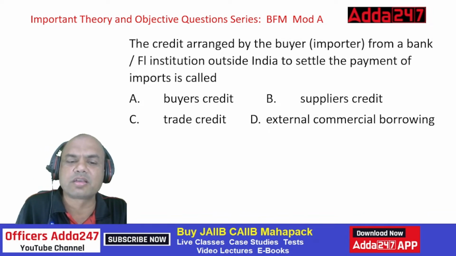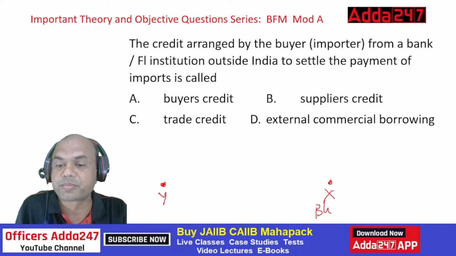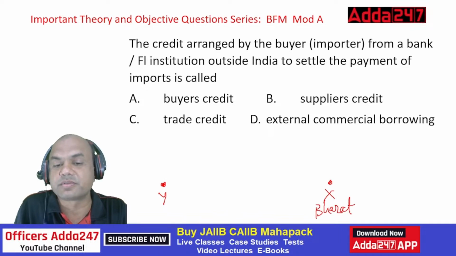Same as the earlier one. Y is the supplier, X is the buyer in India. Now what happens? Y is going to supply the goods. But the problem over here now changes.